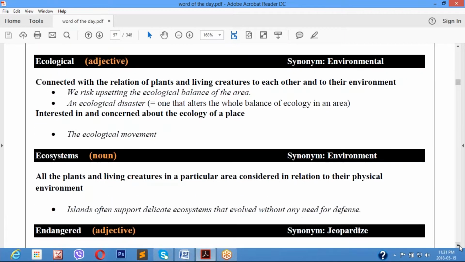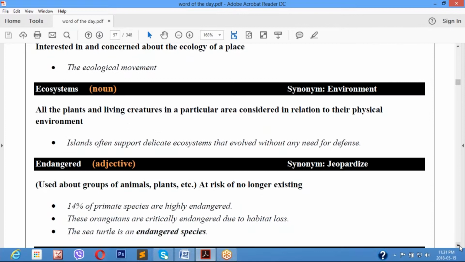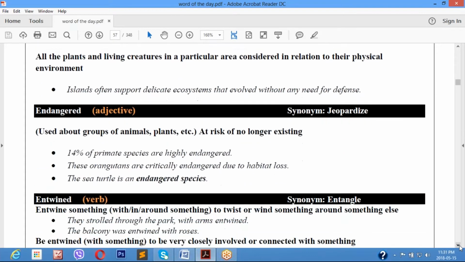Ecological, related to the environment, ecological changes. So ecology, ecological movement, environmental movement, ecological disaster. So this is how you will remember this word. Ecosystem, ecological. And next is ecosystem, environmental, related with your environment. Endangered species, jeopardize. Endangered, at risk of no longer existing. Endangered means at risk of becoming extinct, they could die out, so we will use endangered species for that.